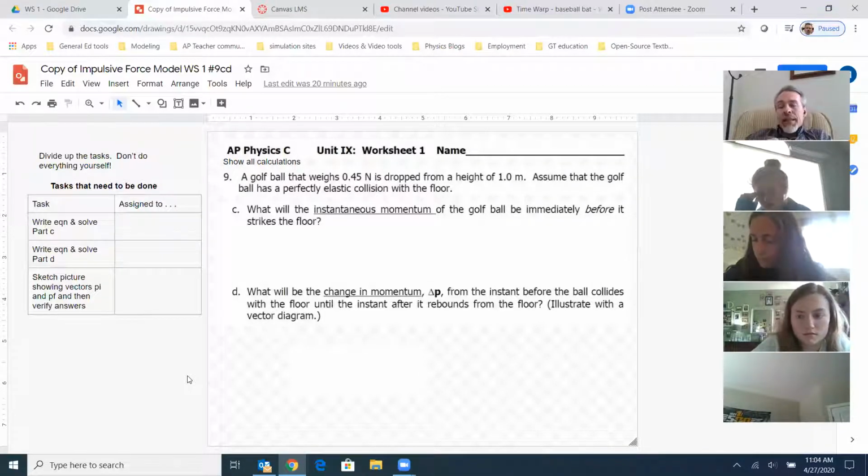Remember, it's an elastic collision. So that should help you figure out what the velocity is right when it leaves the floor. So you should be able to figure out the momentum and then the change in momentum.